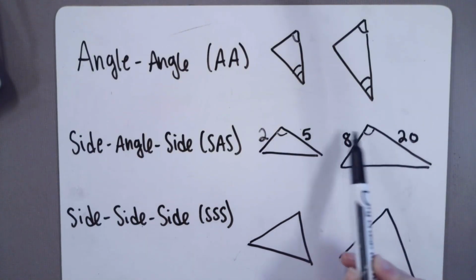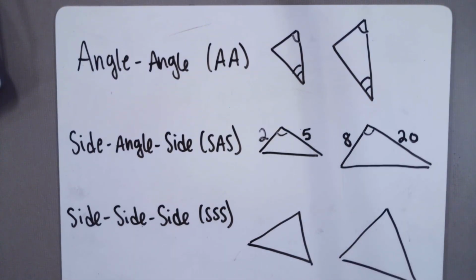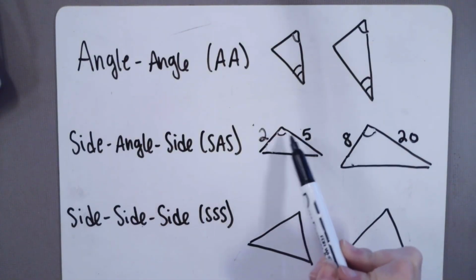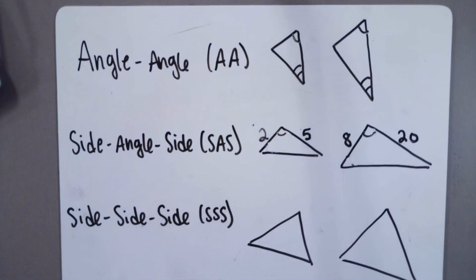And there's a congruent angle sandwiched in between those sides. It's important that the angle is in between the proportional sides. So if it was this angle that was congruent, that would not be side angle side. That is not enough information to know that the triangles are similar. It has to be the angle that is sandwiched in between those proportional sides.